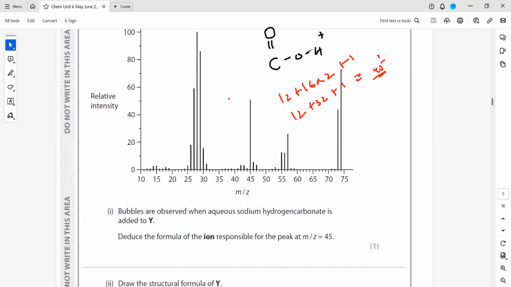So the 45 is a peak due to COOH+. This confirmed that the ion present is COOH. Because you mention an ion, it's important that you write the charge. If you don't write the charge and write only COOH, you will not score the mark. If you put a bond here, you will also lose the mark. Why? Because this bond is broken, so there is no bond here. You're not supposed to show the bond, just COOH and a positive charge. Is it clear up to this point?